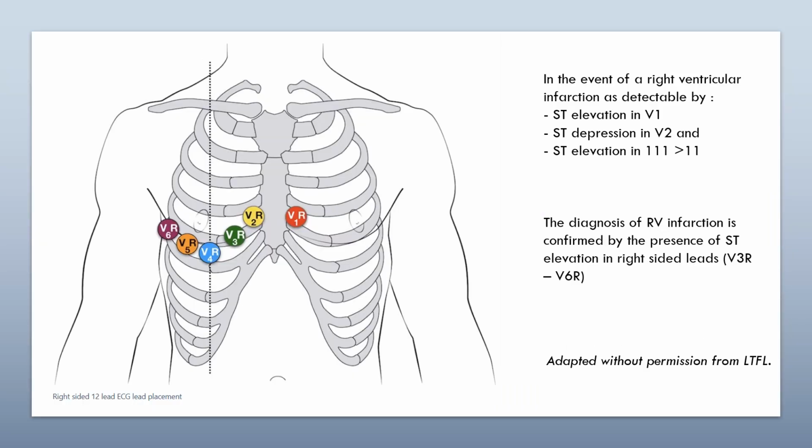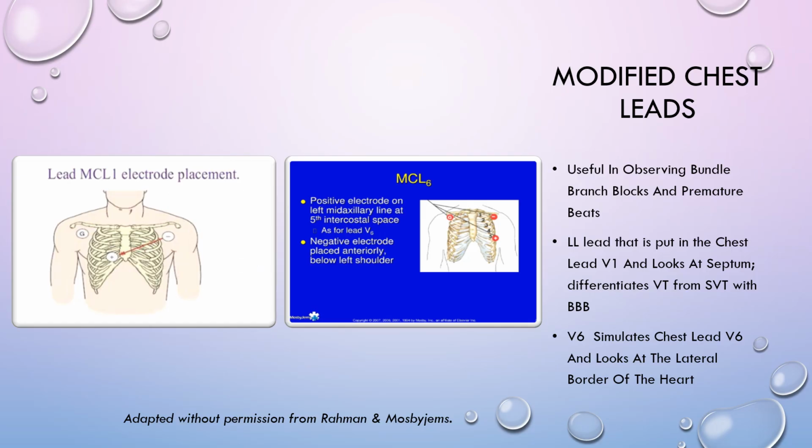We can also have right-sided leads. In the event of a right ventricular infarction as detectable by an ST elevation in V1 or ST depression in V2 and ST elevation in 3 more than 2, we can have a diagnosis of RV infarction confirmed by the presence of ST segment elevation in right-sided leads V3 to V6. So those are another method of placing the leads.